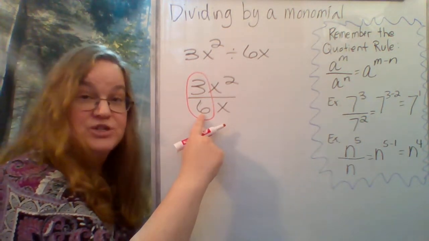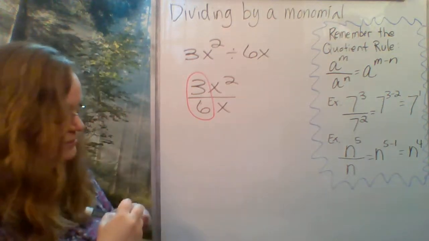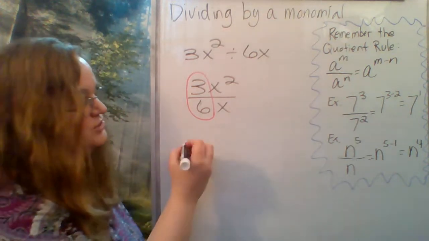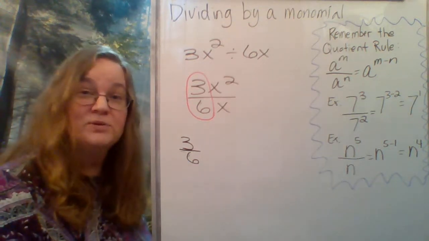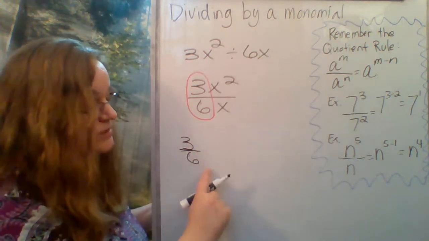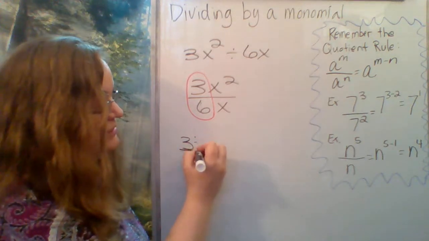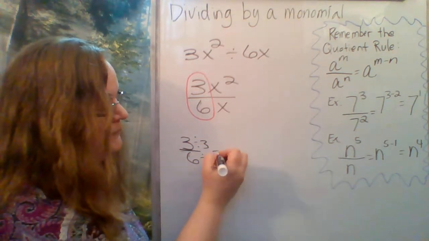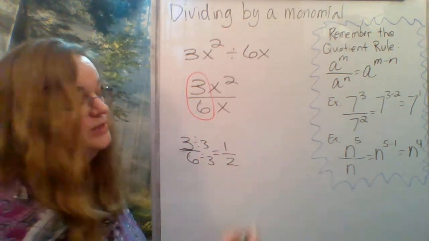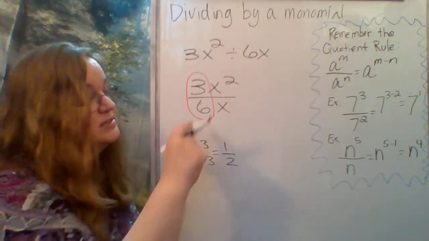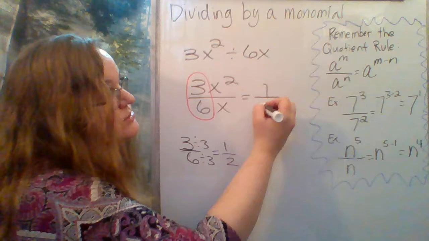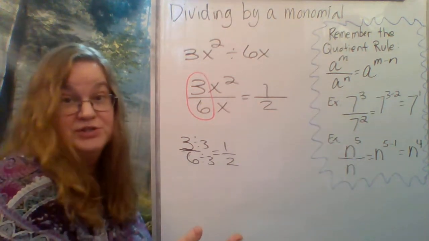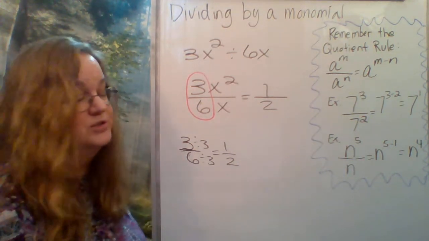When you have coefficients, you're going to treat them like normal. So for instance, if I had the fraction 3 over 6, what would I do with it? Well, I'd simplify it. So I look for a number that divides evenly into both. It's 3. And so that comes out to 1/2. So the first part is to deal just with the coefficients, and that's going to come out to 1/2, which is what you would do if you had the fraction 3 over 6.